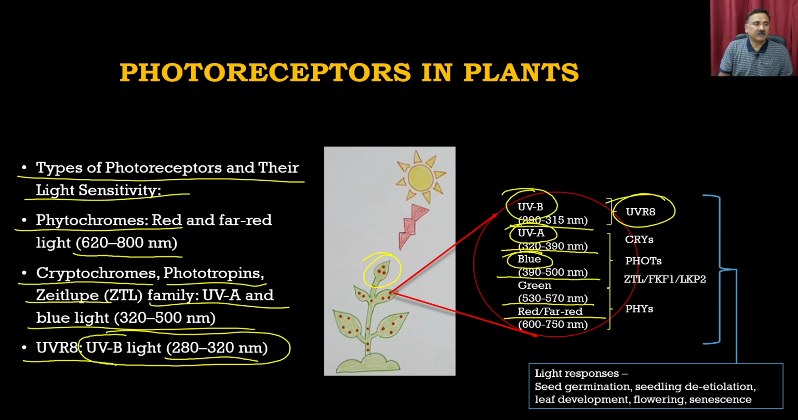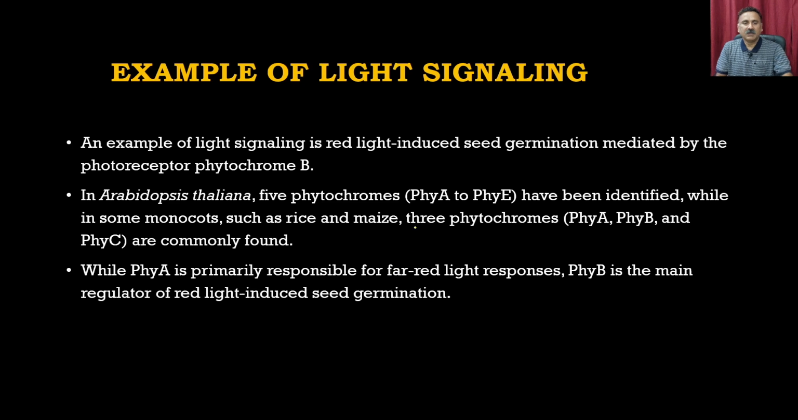And all these photoreceptors initiate downstream signaling, and that's how they control seed germination, seedling de-etiolation, leaf development, flowering, and senescence. So basically, the primary source of light is the sun, and the sun regulates all photoreceptor-mediated responses. So this is an example of light signaling.